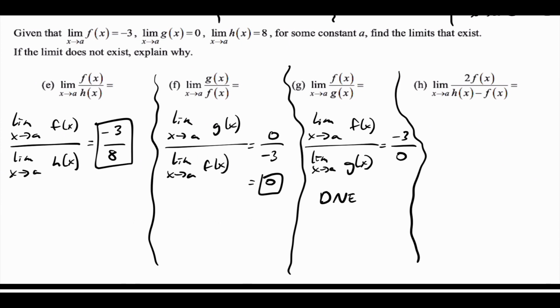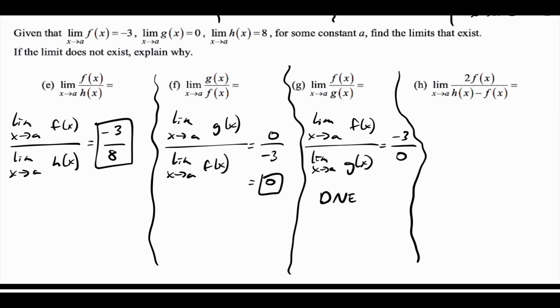So we got -3/8, 0, and DNE. Letter G is DNE. Why is letter G DNE? 0 can't be on the bottom. And what else? That's one of the reasons why. But why else? Why does it become undefined? Because you have a number on top, right? Because if we got this guy here, if I had 0 over 0, that doesn't mean undefined. It does mean undefined, but it means we could still keep going, right? The reason it's DNE is because we got a number on top.